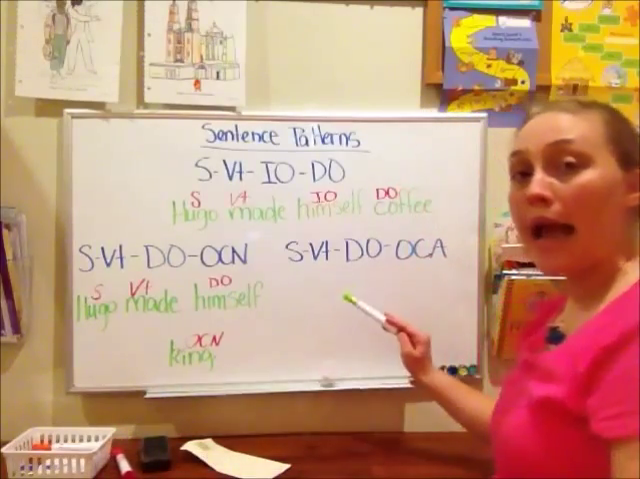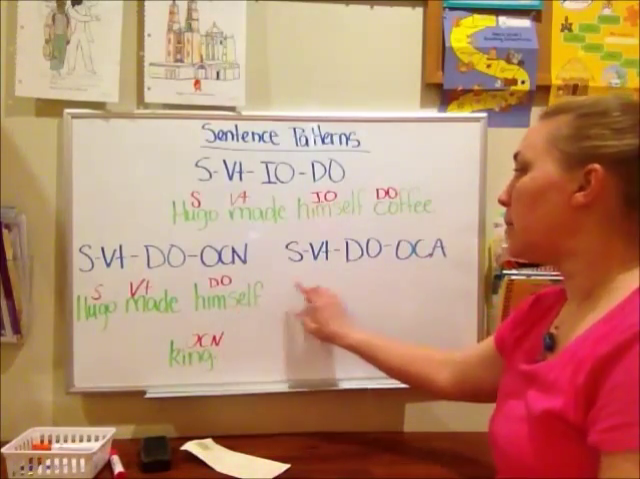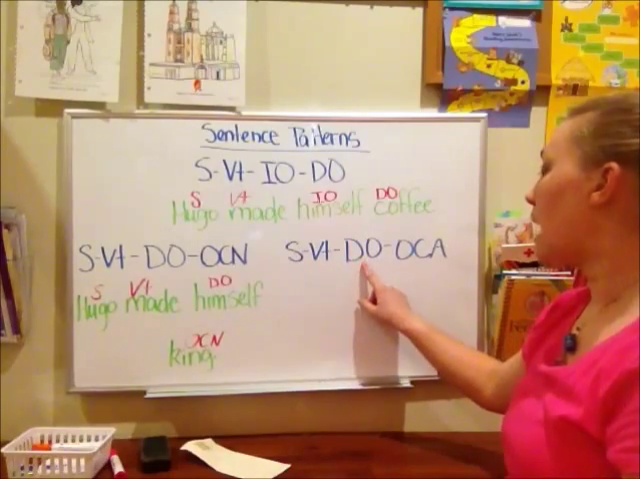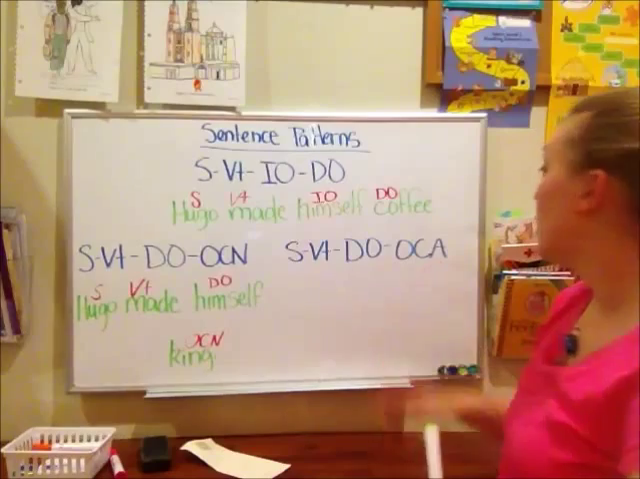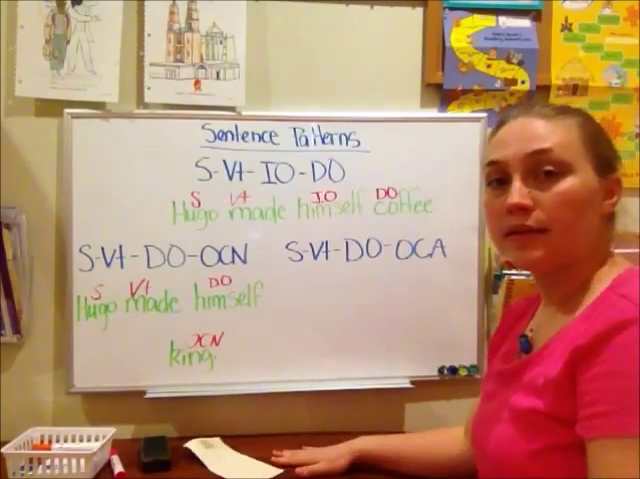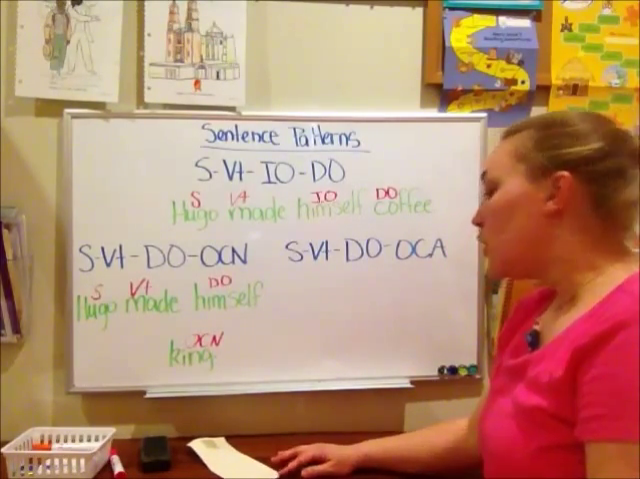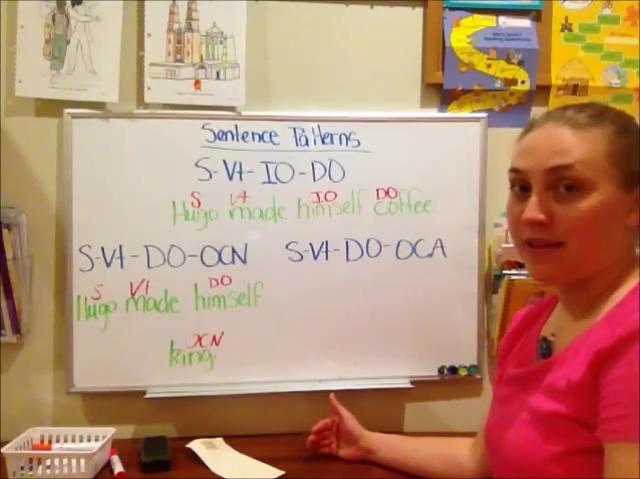So when we do our last sentence pattern, it's going to be very similar. Subject, verb transitive, direct object, object complement adjective instead of noun. Okay? So in this last sentence, Hugo made himself fabulous.